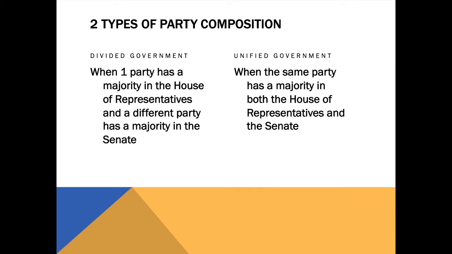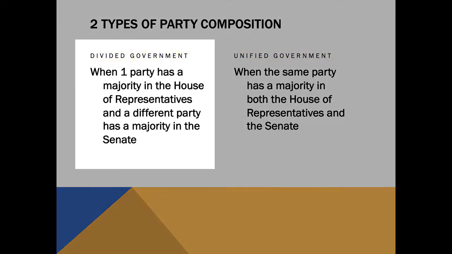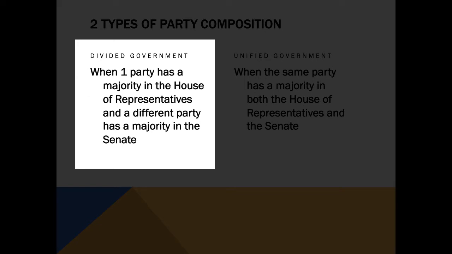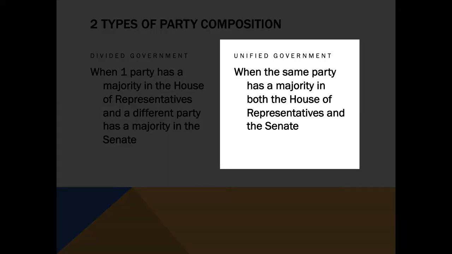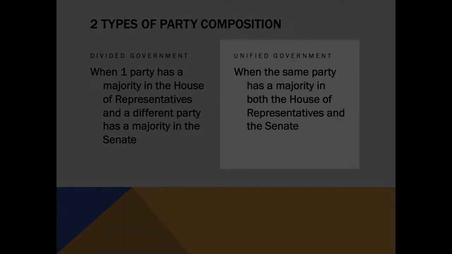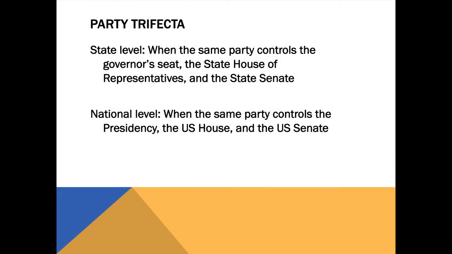There are two types of party composition I'd like you to be aware of: divided government and unified government. Divided government occurs when one party has a majority in the House of Representatives and a different party has a majority in the Senate. Unified government is when the same party has a majority in both the House and the Senate. Party trifectas are like super unified governments, and that means that the executive branch and both chambers in the legislature are controlled by the same party.